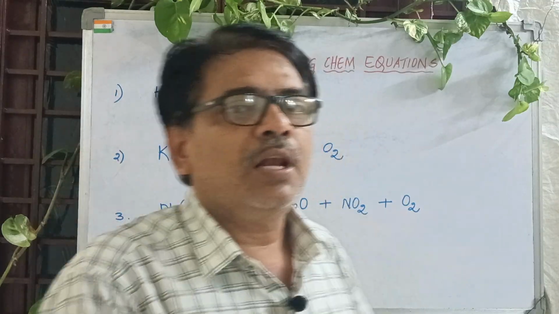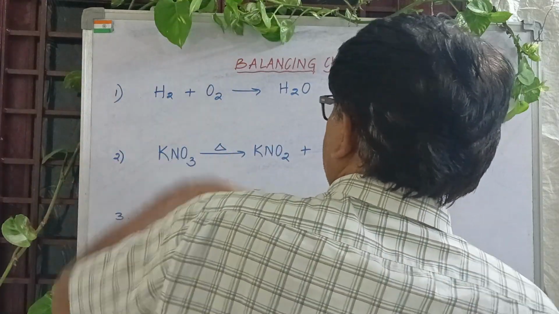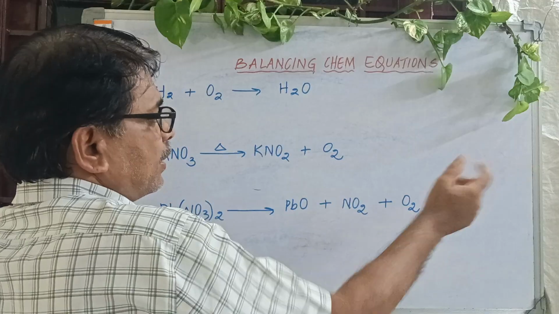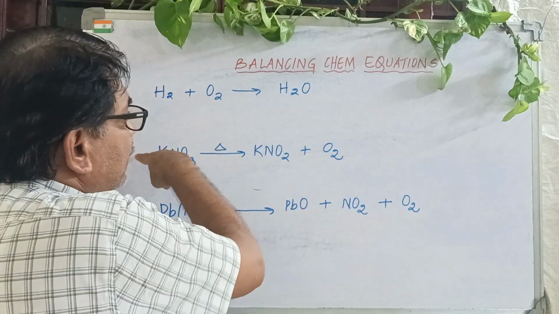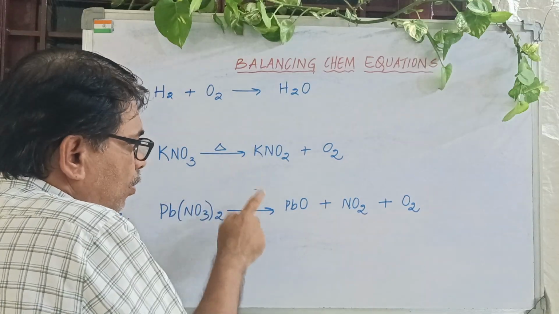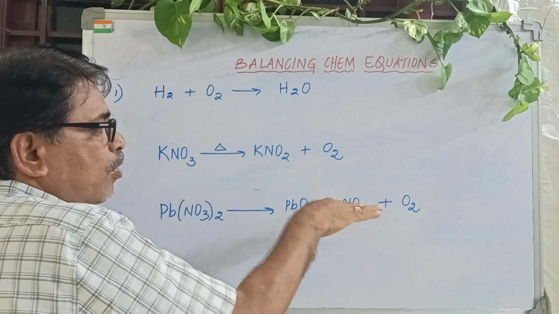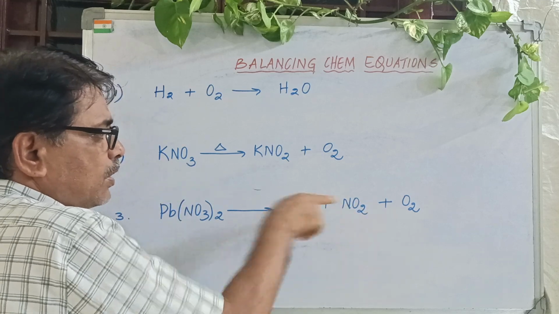Whatever we write on the left side, remember, they are called reactants. Whatever we write on the right side, they are called products. Reactants and products are separated by an arrow, and the head of the arrow always points towards the product. So these are reactants and these are products, because the head of the arrow is towards the products.